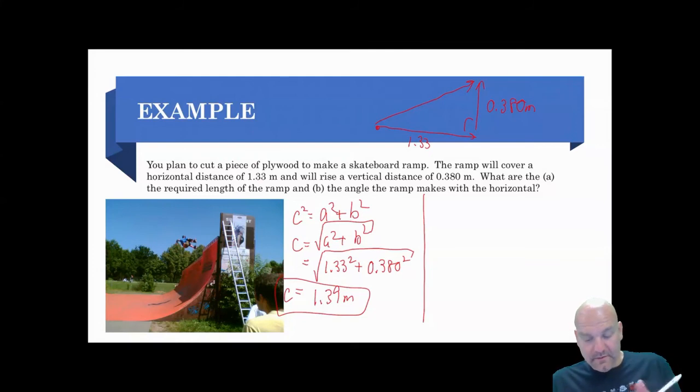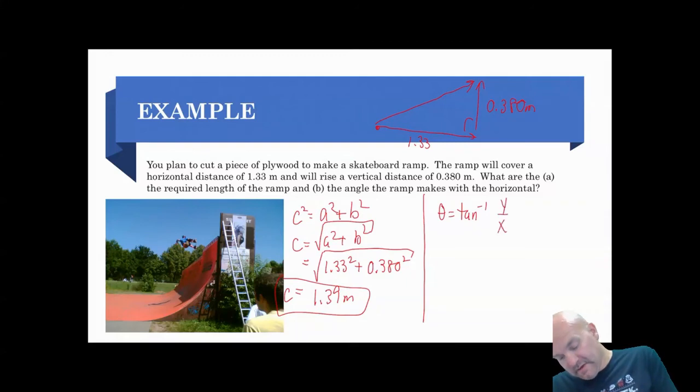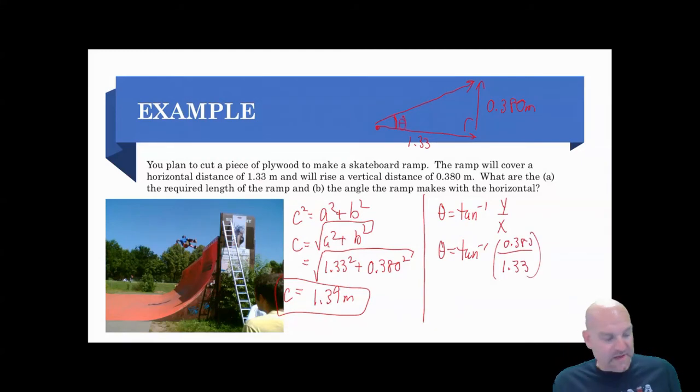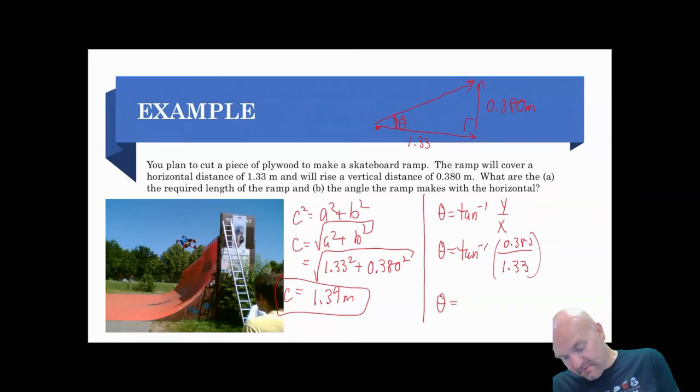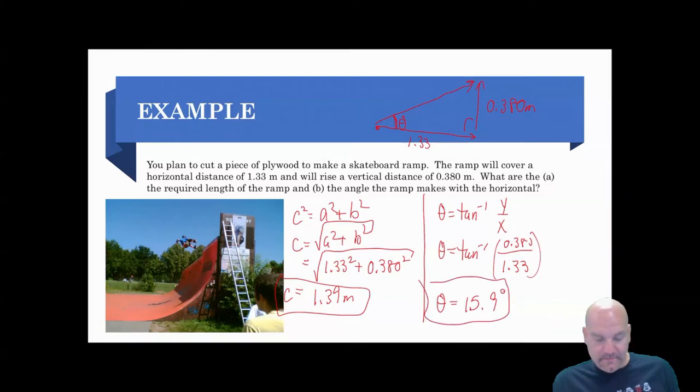And then the angle that the ramp will make, you say theta equals the inverse tangent of y over x. So theta equals the inverse tangent of 0.380 over 1.33. Again, that's going to give us our horizontal angle. So I'm going to say inverse tangent 0.380 divided by 1.33, and it's going to give me an angle of approximately 15.9 degrees. So this sheet of plywood will go 1.39 meters at an angle of 15.9 degrees.